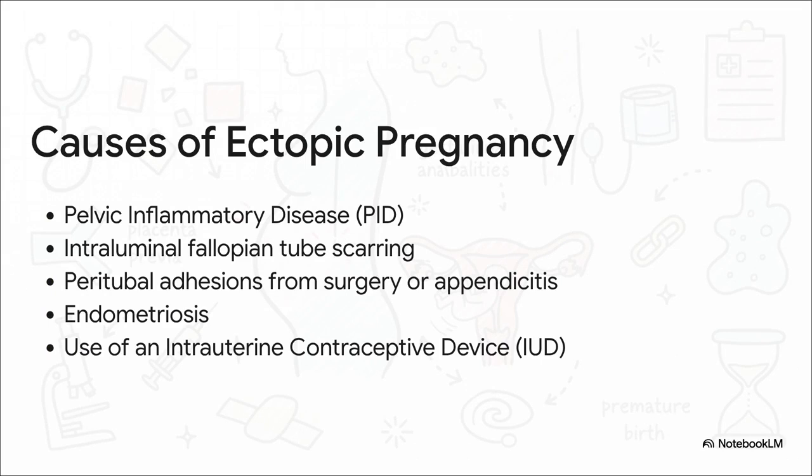So you must be wondering, sir, why does this happen? Well, the main culprit, the key factor, is scarring. Anything that damages the delicate inside lining of the fallopian tube can basically trap the fertilized egg. Pelvic inflammatory disease, or PID, is the most common cause. It leads to scarring in almost half the patients. Other things, adhesions from a past surgery, maybe an appendectomy, or conditions like endometriosis. Even an IUD can slightly increase the risk.